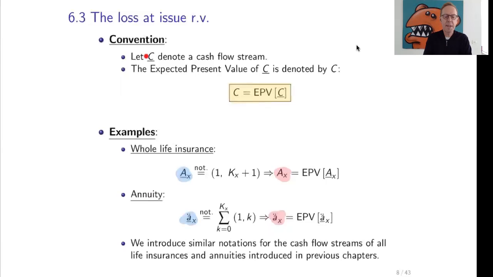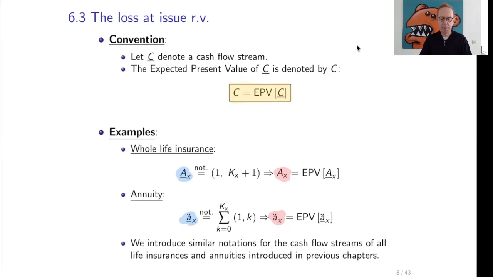Let C underlined denote a cash flow stream. So in the sequel, we will very often denote cash flow streams by a capital underlined. The expected present value of the cash flow C underlined will be denoted by C. So if we omit the underlining, that means that we have a number, namely the expected present value of the cash flow, or the actuarial value.